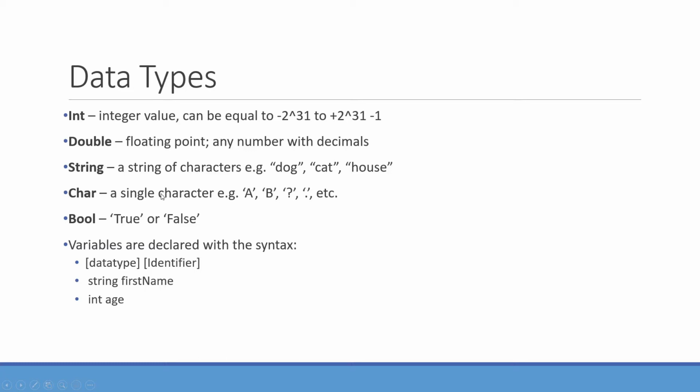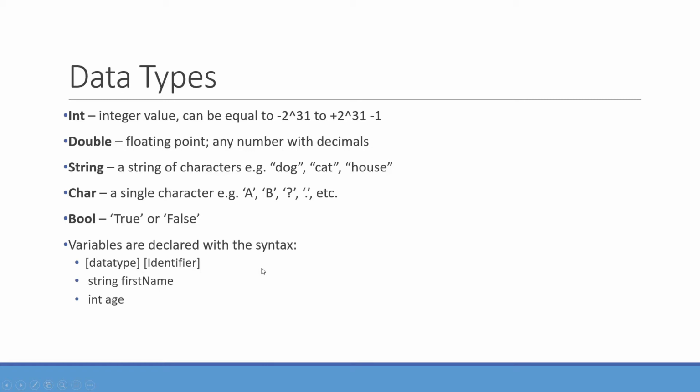Strings are strings of characters, like words such as dog, cat, house. A char, or a character, is a single character, like uppercase A or lowercase a, b, or even characters or numbers too, like question mark, dots, 3, 4, and so on and so forth. A bool is a Boolean value, which is true or false.